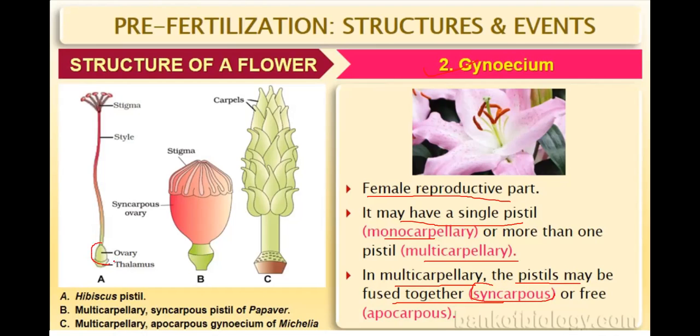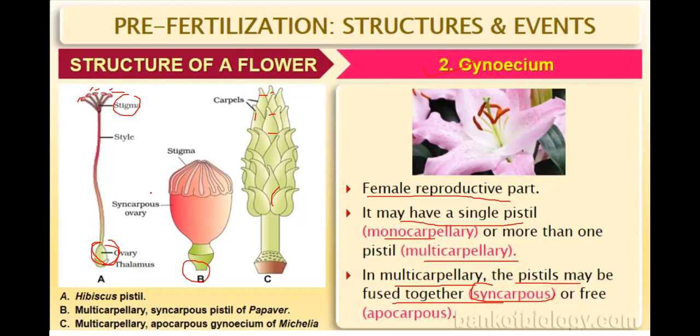So here there are so many pistils, 1, 2, 5. 5 stigmas means 5 pistils. These pistils are fused together. So syncarpous. If pistils are free, that is called apocarpous. These carpels are free, not fused. Apocarpous. So hibiscus shows what? Syncarpous. This is multicarpellary syncarpous.